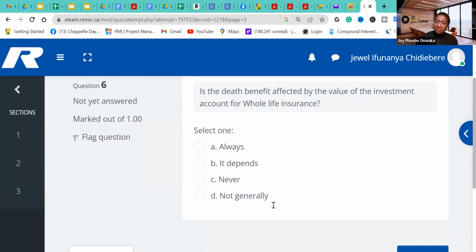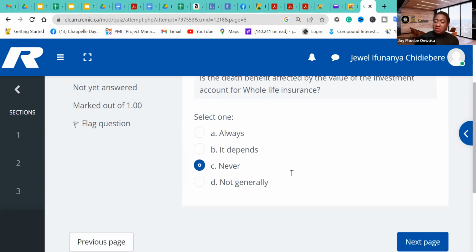Is the death benefit affected by the value of the investment account of the whole life insurance? You see, when we're comparing whole life and this thing, we see that the death benefit is not affected. I'm going to go with never, but again, we'll see. All right.